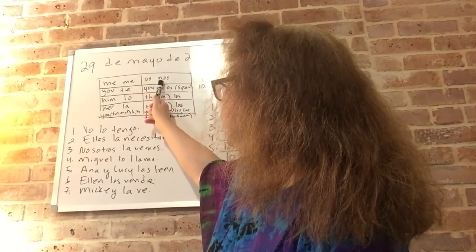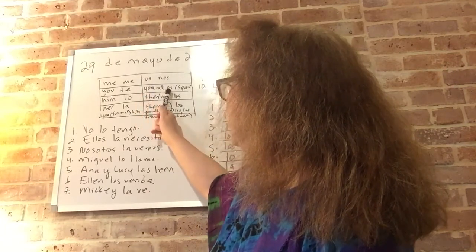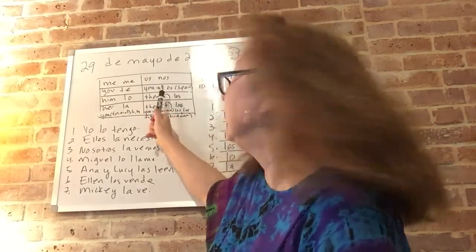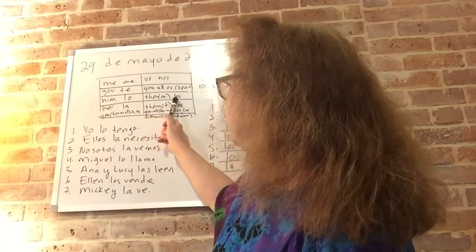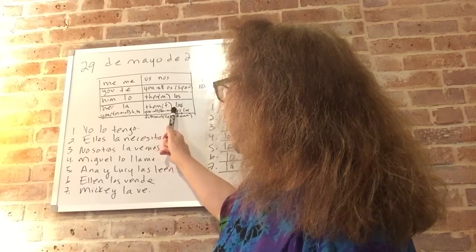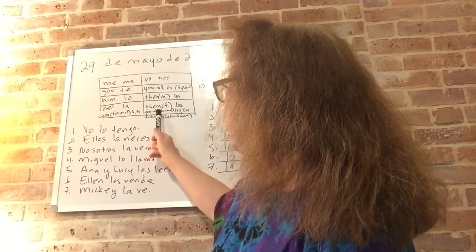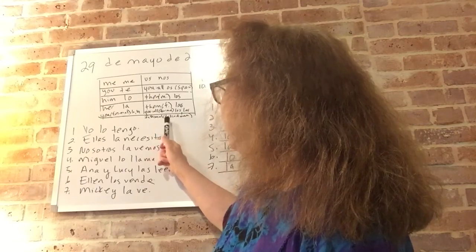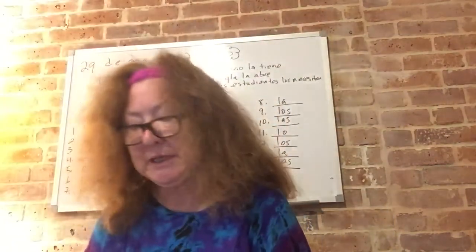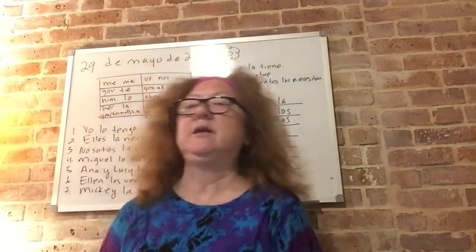Us is nos. You all is os in Spain, or informal. Them masculine is los. Them feminine is las. And you all formal is los and las in Latin America, and that depends on the gender. Okay, let's do some examples comparing English with Spanish.